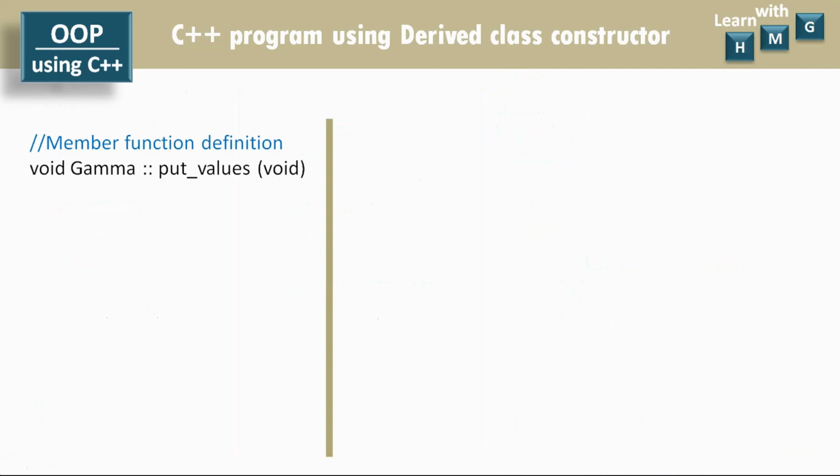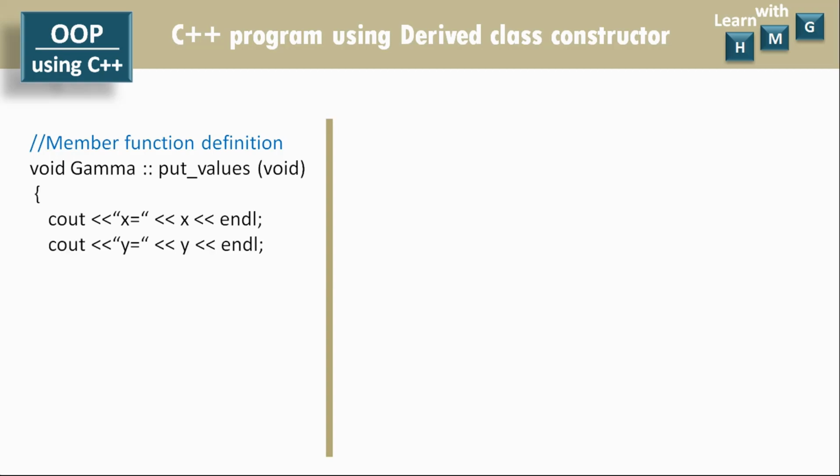Now let us define this member function putvalues. The member definition is like this: void gamma scope resolution operator putvalues void. It is a void function, no arguments, no return value. The simple output operation I am going to perform here: cout, the value of x is displayed; cout, the value of y is displayed; cout, the value of z is displayed on different lines. So like this, x and y are from base classes. x is the data member of base class alpha, and y is the data member of base class beta, and z is the data member of derived class gamma. But x and y are declared as protected. They can be used in the immediate derived class, and like this they are accessible here.